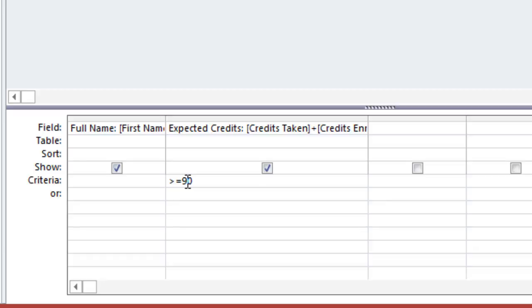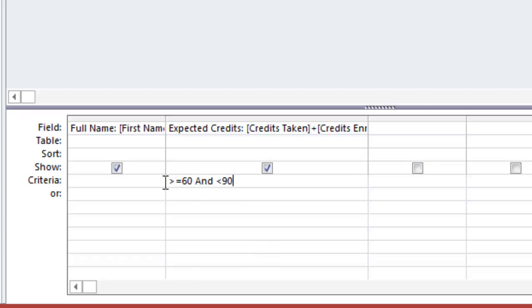And so we actually have to say two things. We have to say, well, you need at least 60 credits, and you cannot have 90 credits or more, or you'd be a senior. So let's write that out. Let's say you must have greater than or equal to 60 credits. If you have less than 60 credits, you're not a junior. But you also must have fewer than 90 credits.